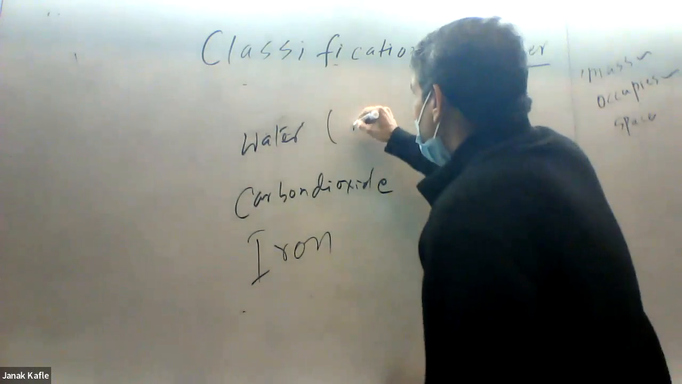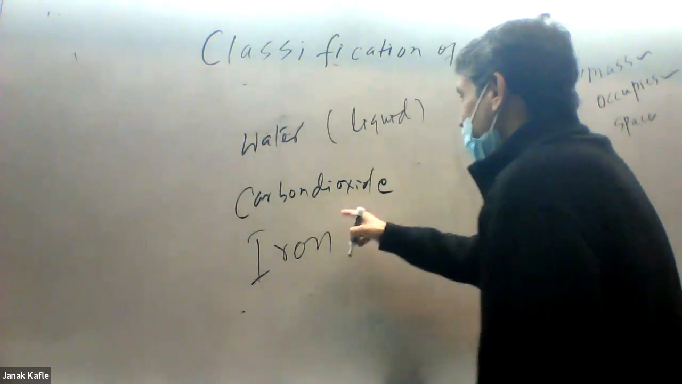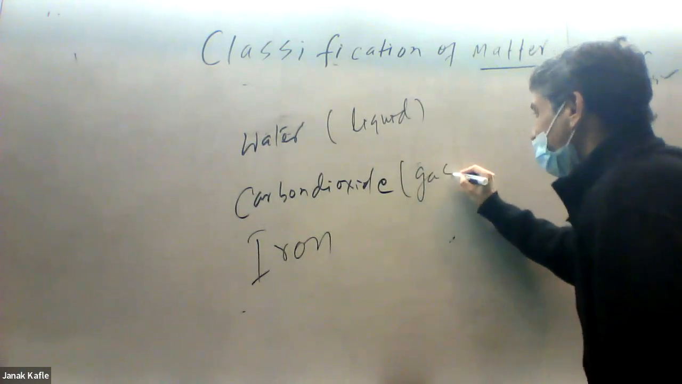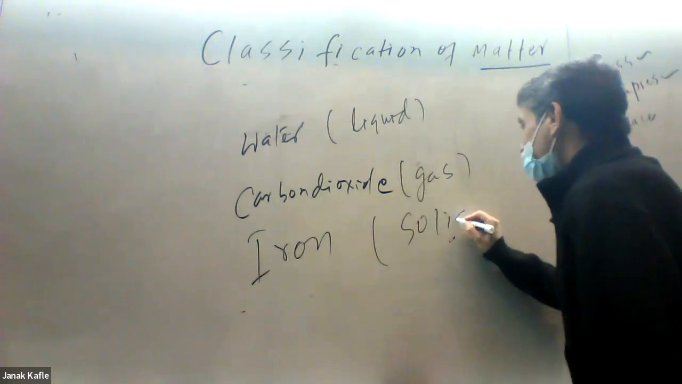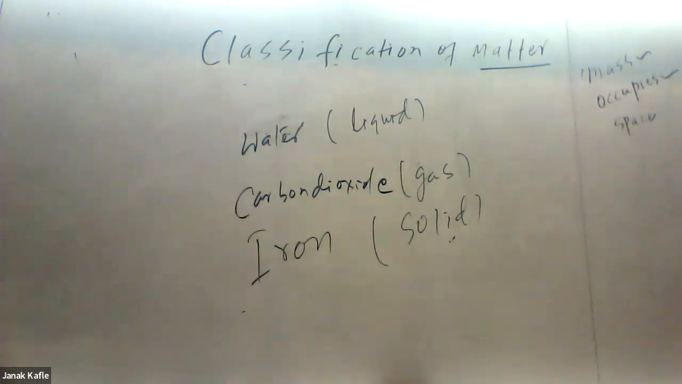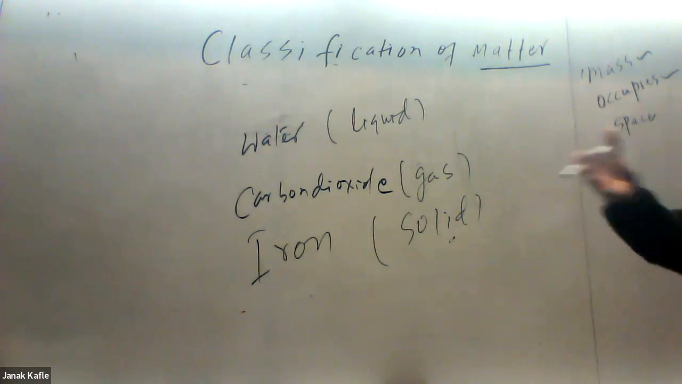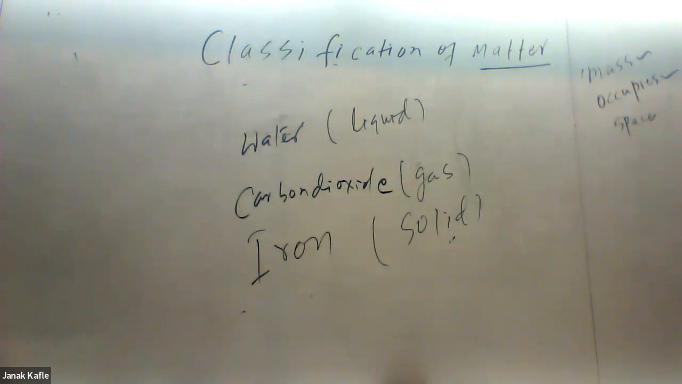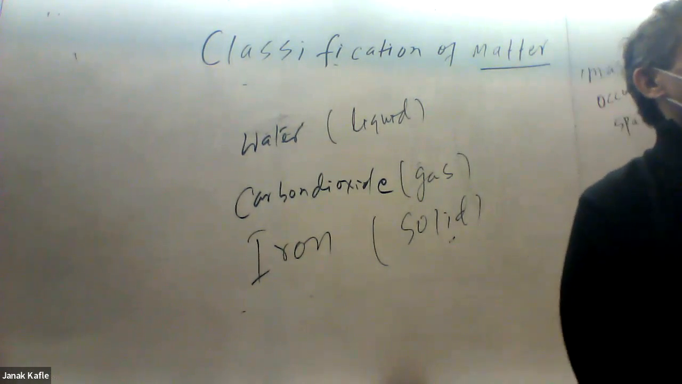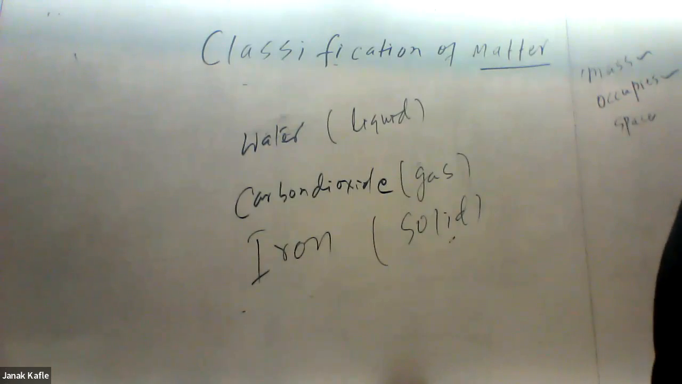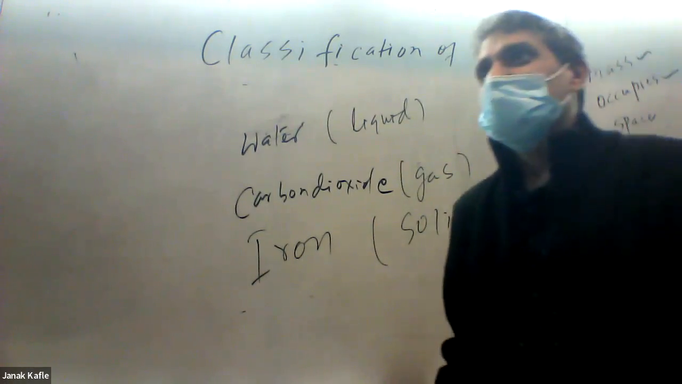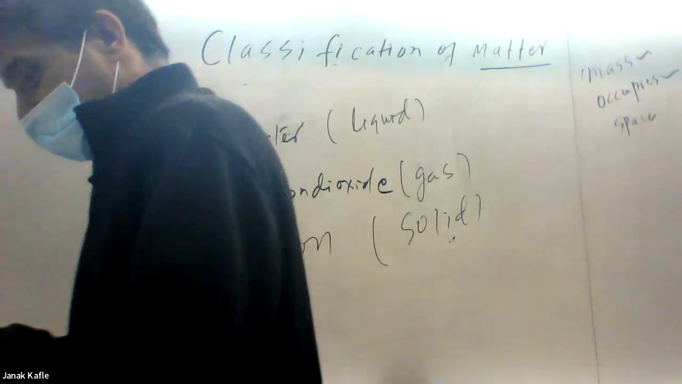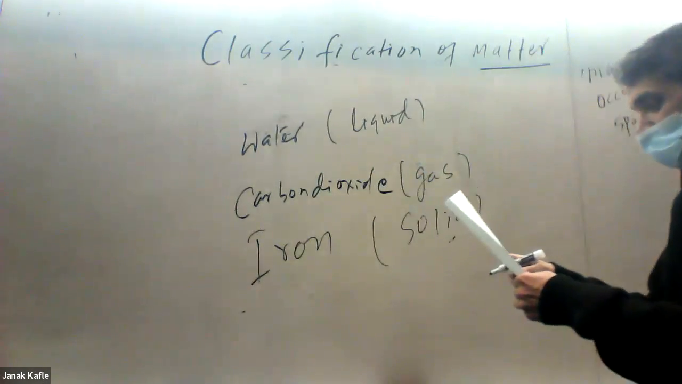So water is a liquid state, carbon dioxide is a gaseous state, and iron is a solid state. So all matter we see or feel in everyday life exists in three states: liquid, gas, and solid, or solid, liquid, and gas. Everybody got that? And what's the fourth state of matter? Although we don't see it here, the fourth state of matter is called plasma, and we don't see it on Earth that often.